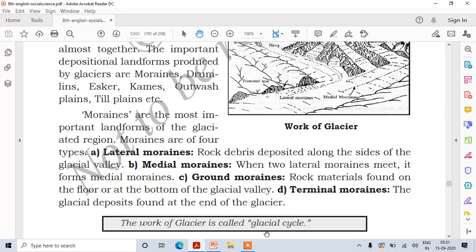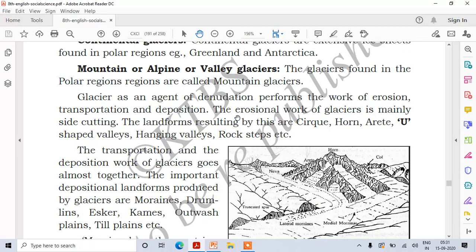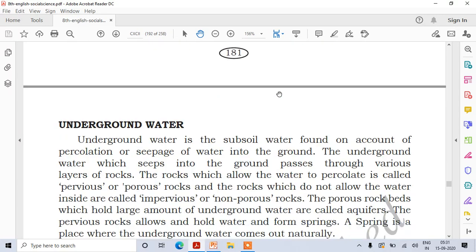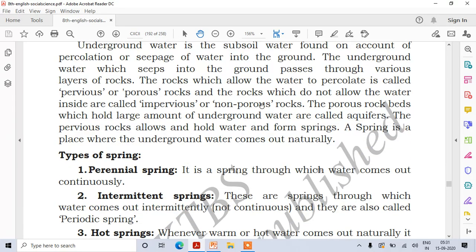The work of glacier is called glacial cycle. Like we have read about the work of river is called fluvial cycle, like that only the work of glacier is called glacial cycle. Now we'll read about the underground water.